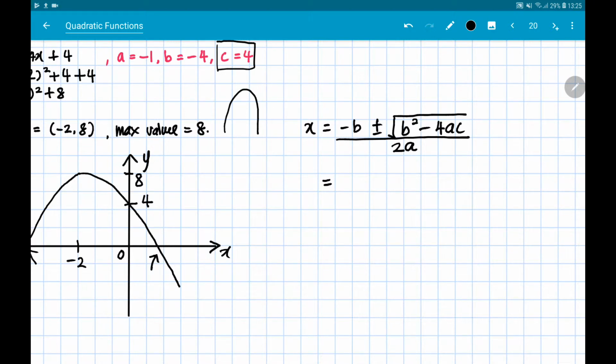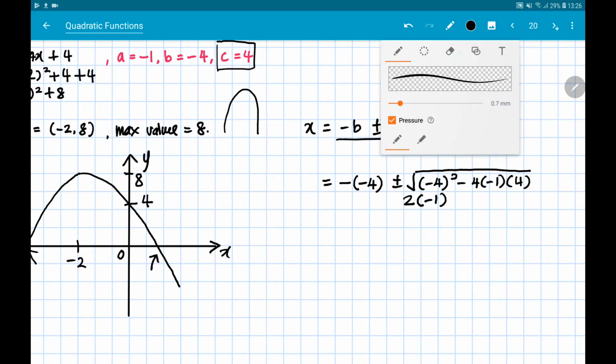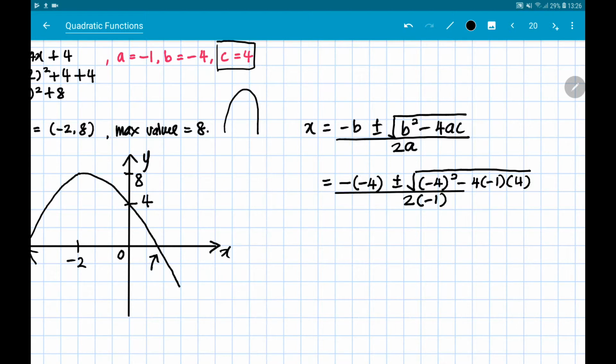Alright, let's put in the a, b and c values. So b number is a negative 4, so minus, use a bracket, negative 4, plus minus, again bracket, negative 4 squared minus 4, a number is negative 1, c number is 4, and then square root, divided by 2, a number is negative 1. Okay, then we draw a straight line. I'm going to use this to draw a line, so it's neater.